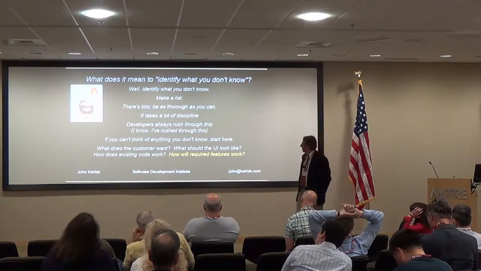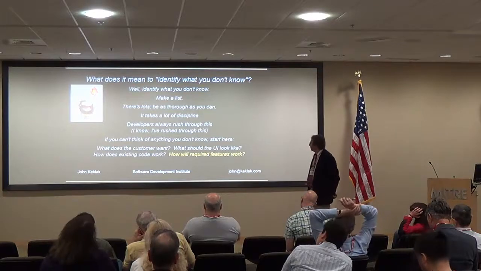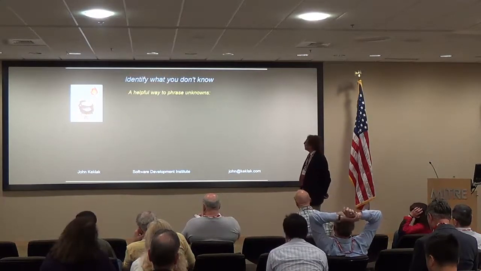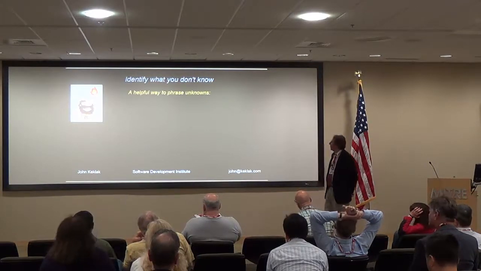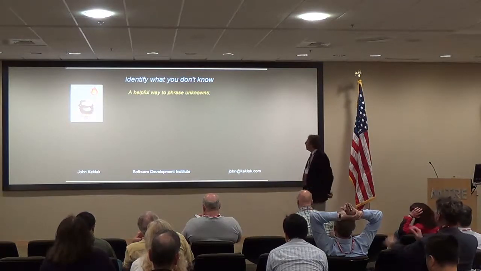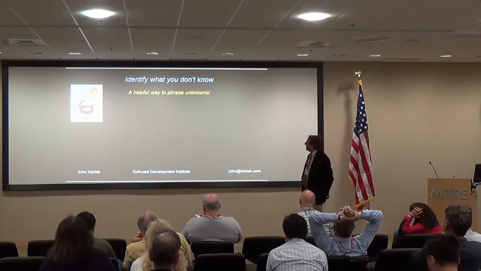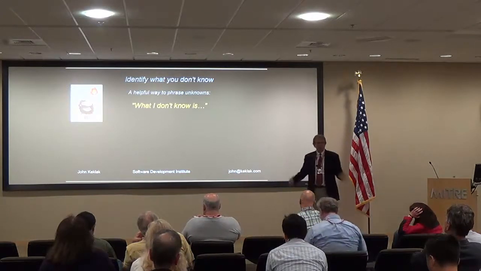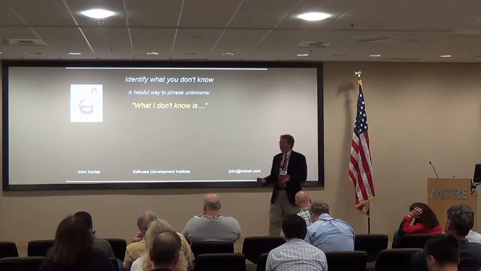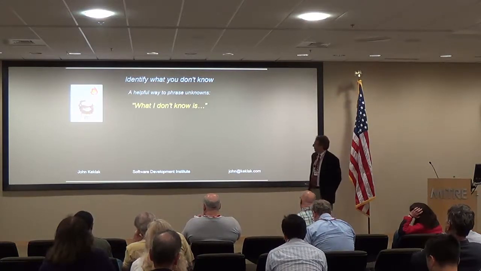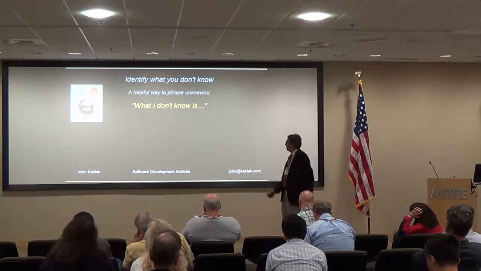And then this is the fun one, how will required features work? So that's another area where you can flesh out a lot of unknowns. So in addition to making a list and examining these areas, and there's probably more areas, it's helpful to phrase your unknowns in a particular way. Start with the phrase, what I don't know is. For example, what I don't know is how to send an email with a web script or a server script. What I don't know is how to export my document to PDF.